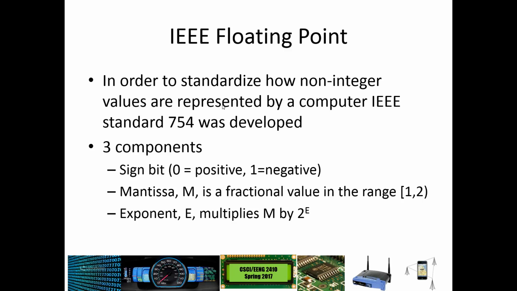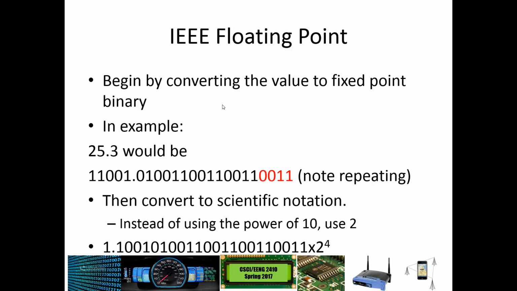To represent a floating point value using their standard, you have 3 different components that you need to compute. One is very easy. It is the sign bit, as we previously represented with sign magnitude numbers. So if you have a negative value, it ends up with a 1. If it's a positive value, you end up with a 0. Then you have the mantissa, which is a fractional value in the range of 1 up through any value less than 2. We'll talk about how to compute that in just a moment. And then you have the exponent e, which multiplies your mantissa by 2 to the e. So let's look at how we can compute that.